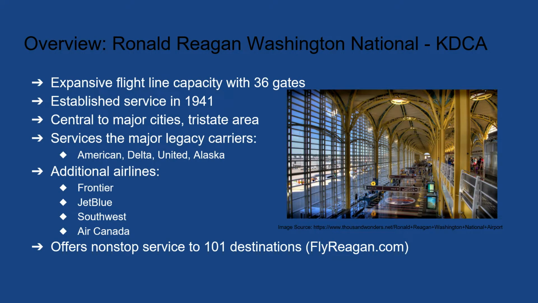Ronald Reagan National, Washington National, has an expansive flight line with 36 gates, so it's quite a bit larger than Burlington. It was established shortly after Burlington, however, in 1941.